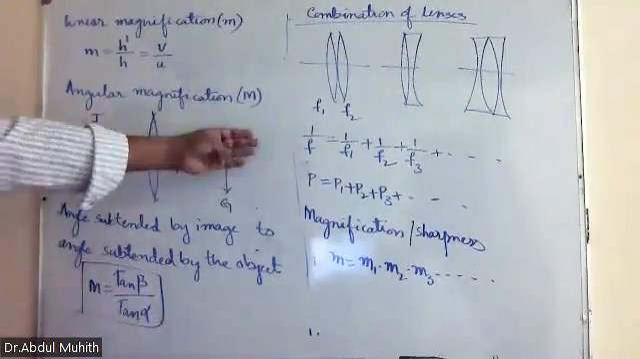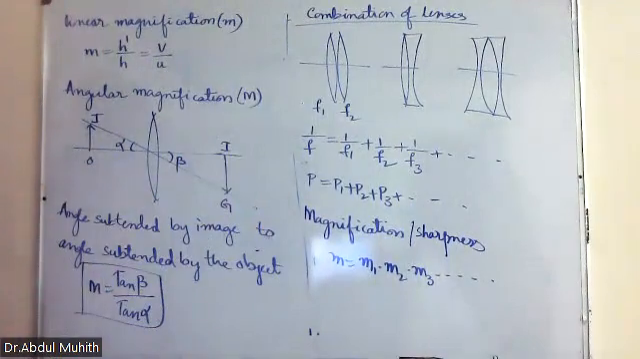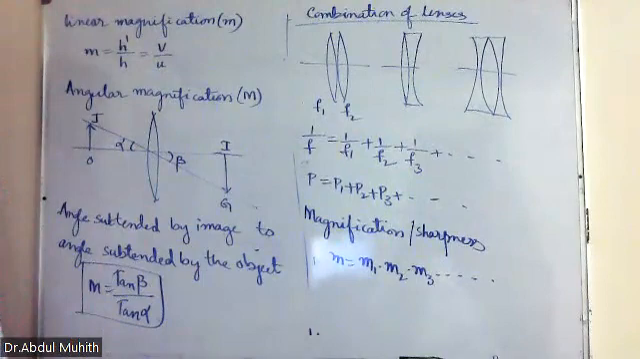So here the focal length: 1 by f is equal to 1 by f1 plus 1 by f2 plus 1 by f3. P is equal to P1 plus P2 plus P3. Or magnification or sharpness is M equal to M1 into M2 into M3. Is that clear?